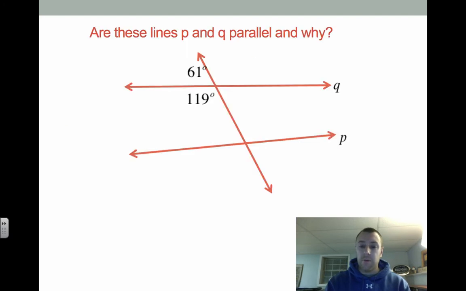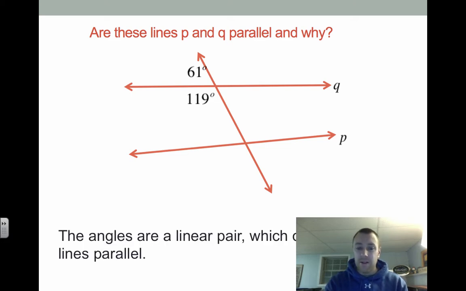And the trick comes from questions like this. Well, those do add up to 180 degrees, but those two angles are only in one line. They don't have anything to do with P on the bottom. Those form a linear pair, and linear pair angles have nothing to do with lines parallel. So we just say they're linear pair angles, which do not prove lines parallel. We don't know if those lines are parallel or not, because with linear pair angles we don't have enough information.